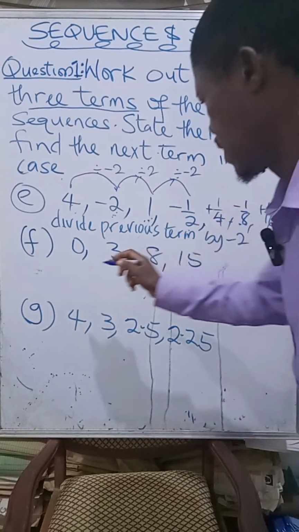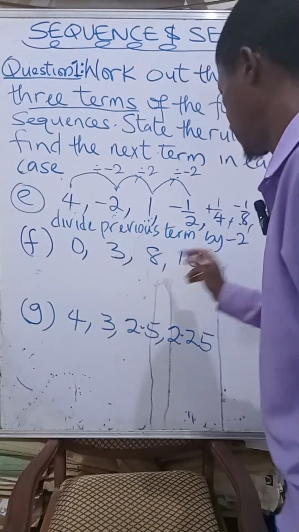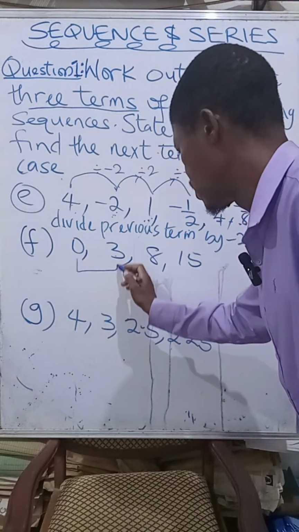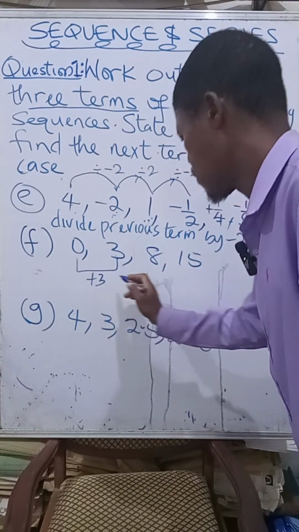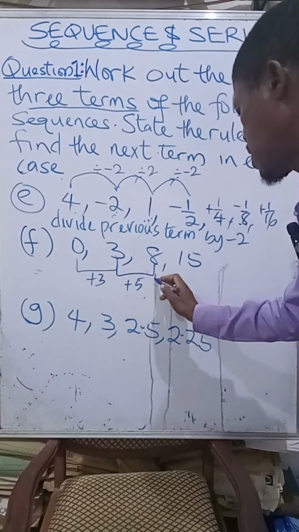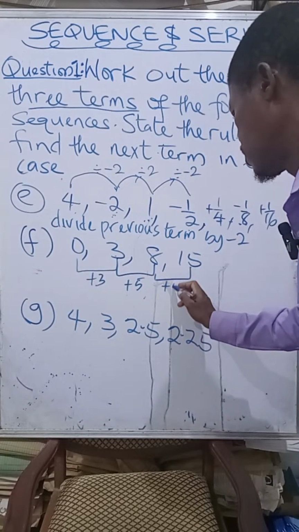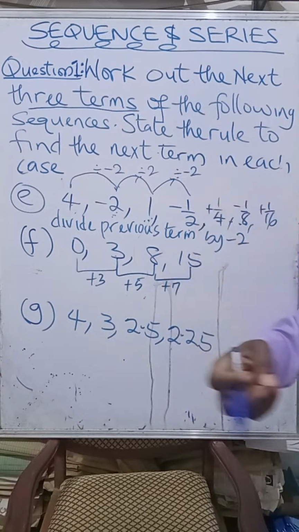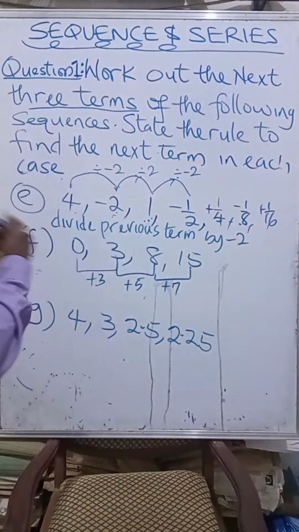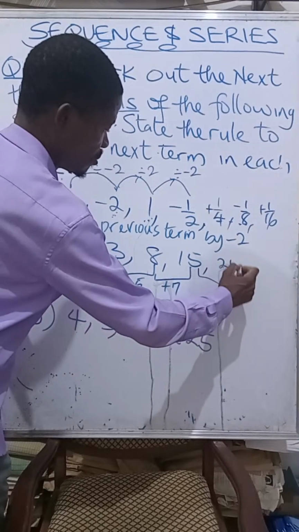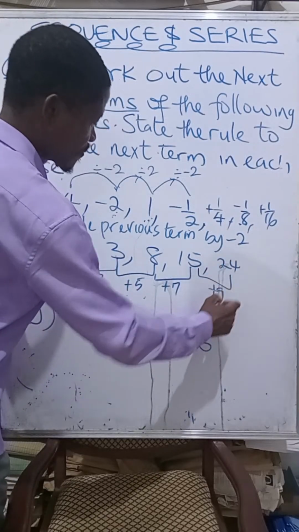If you check what we have here, the F, we have 0, 3, 8, 15. Check it very well. You realize that from here to here is plus 3. From here to here is plus 5. From 8 to 15 is plus 7. So that means we are adding subsequent odd numbers. 3, 5, 7. The next one will be 9. So that's 24.